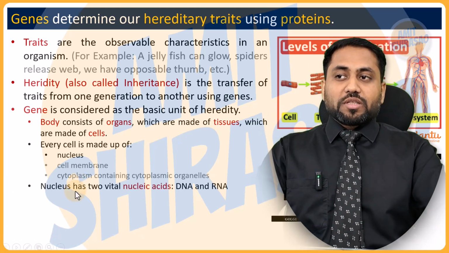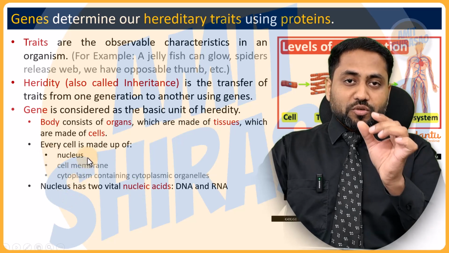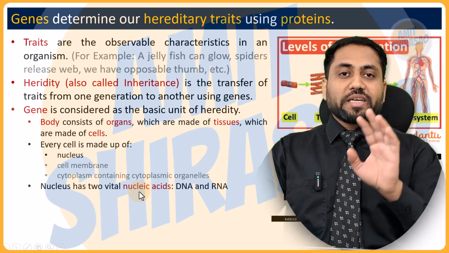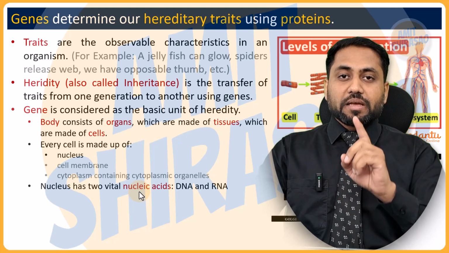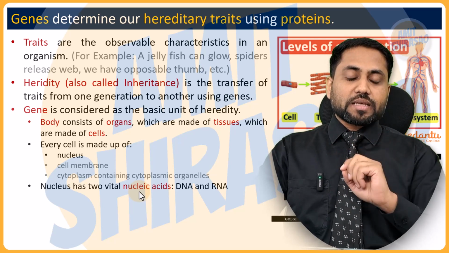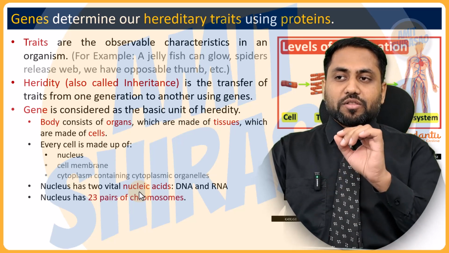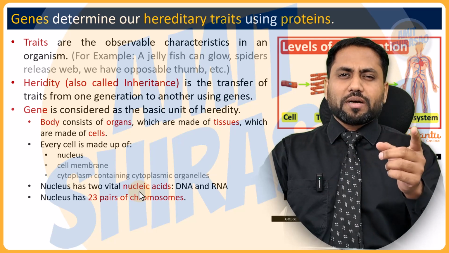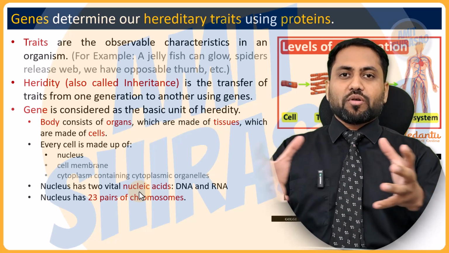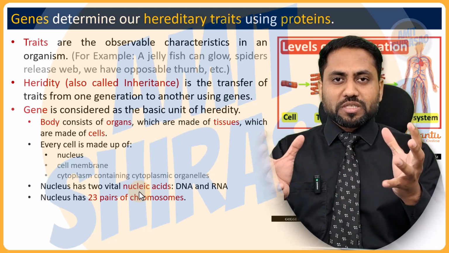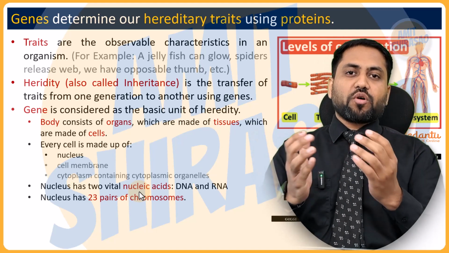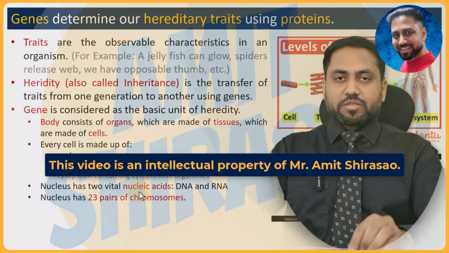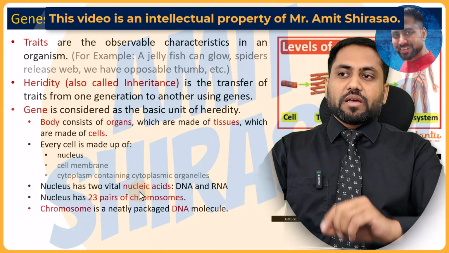Nucleus. Out of all these three things, we'll only focus on the nucleus at the moment. Nucleus has two vital nucleic acids. One is DNA, another is RNA. Nucleus has 23 pairs of chromosomes. I'll explain more about it. DNA is not always in the form of chromosomes. Chromosome is the shrunk and well packaged form of DNA. Normally, it is just floating around in the nucleus. I'll tell that in the next slides.